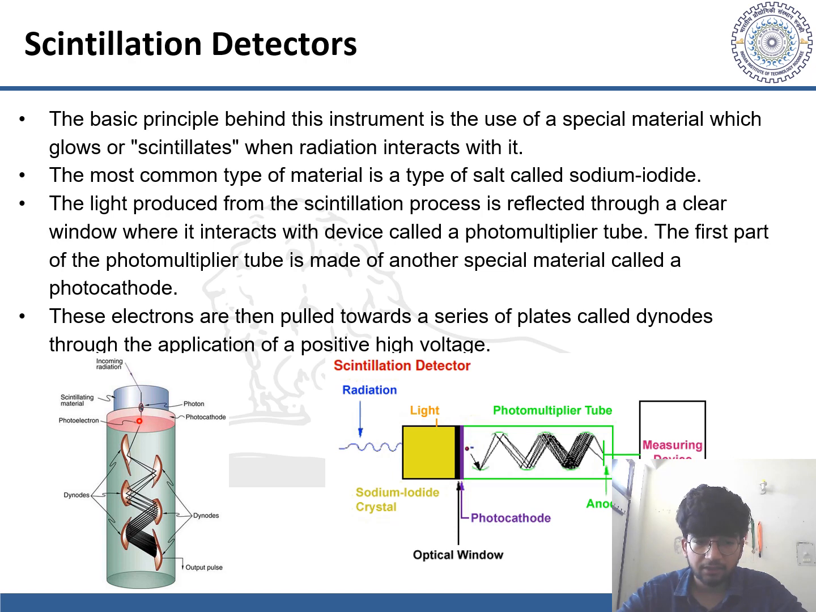The electron beams collide. As you can see, the dynodes also produce electrons. Then after a certain number of reflections or collisions, there will be a significant, calculable pulse of electrons that can be measured by a measuring device. Then we can say what was the strength or the range of the radiation.